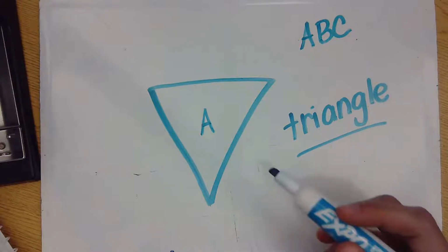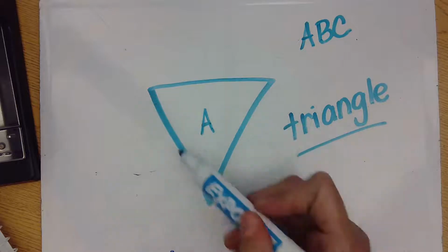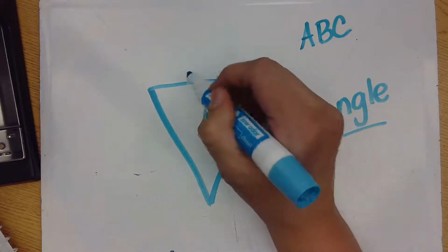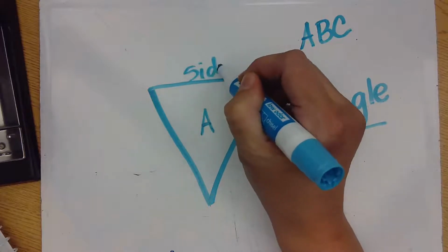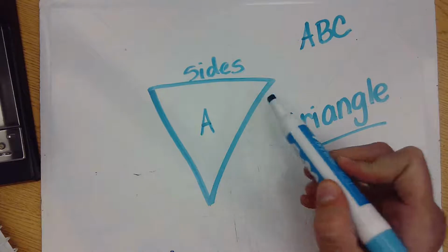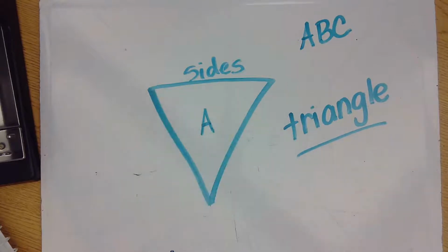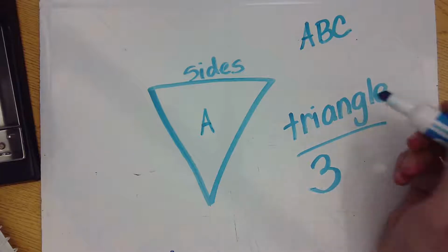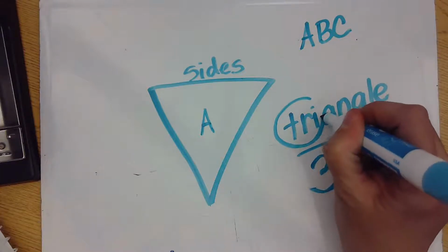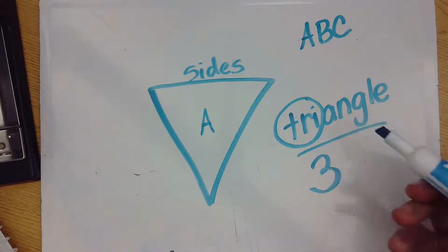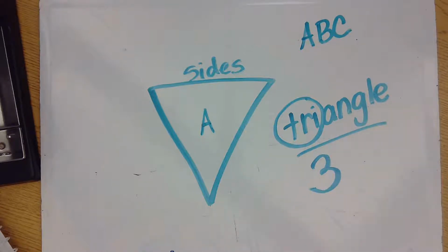So the long line, there are three long lines that are connected, and we call those sides. So when we describe a shape, we want to talk about how many sides it has. We know that a triangle has three sides. In fact, the prefix tri means three. Three angle. What does that mean though?